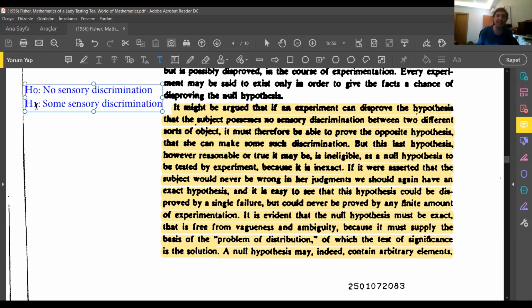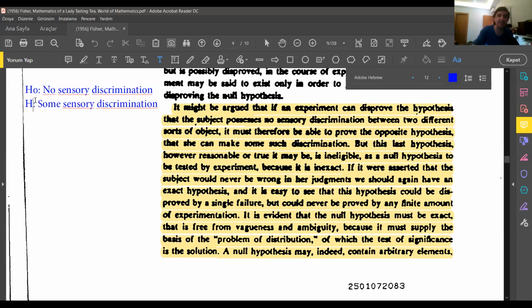Because if you write this one as H0 and this one as H1, now note that some sensory discrimination is not an equality, whereas no sensory discrimination is an equality. One says some power is equal to 0, whereas this one says some power is not equal to 0. If you put it that way, then how can you come up with an experiment that you can reject H0? This is what it says.